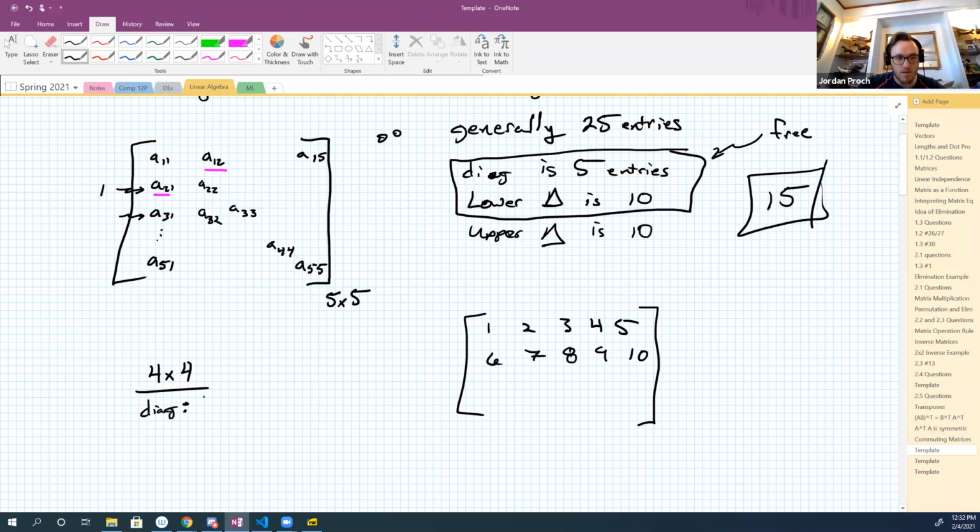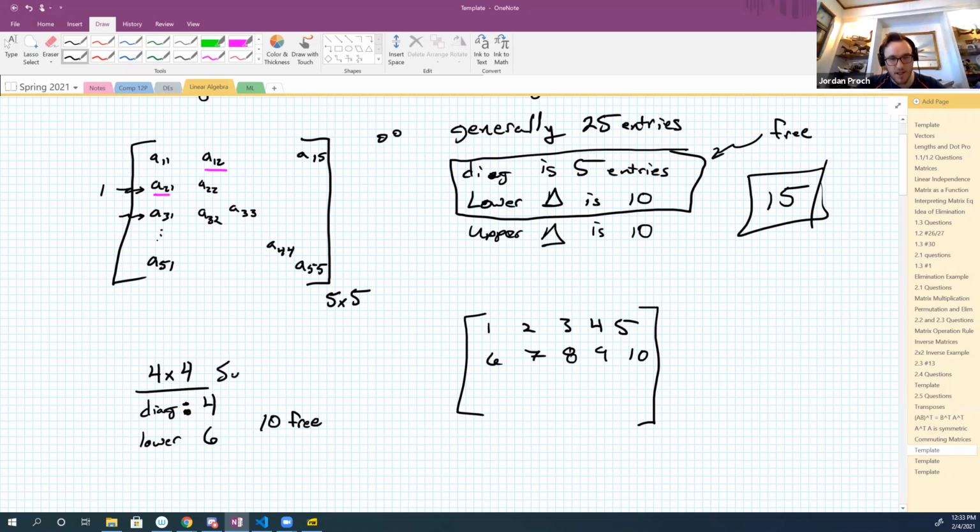4. Okay. And then how many are left? 12. And so the lower triangle contains? 6, and the upper contains 6. So then that means we would have free of 10. Yep.